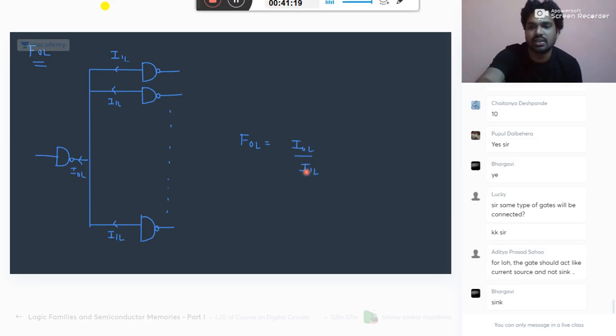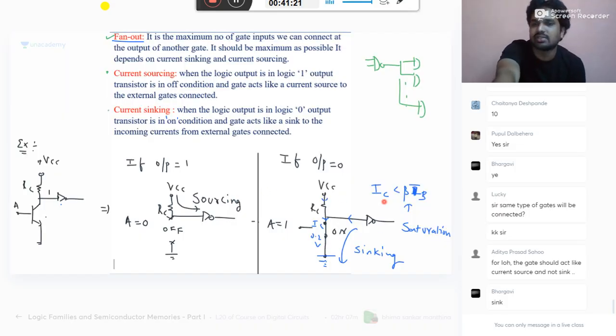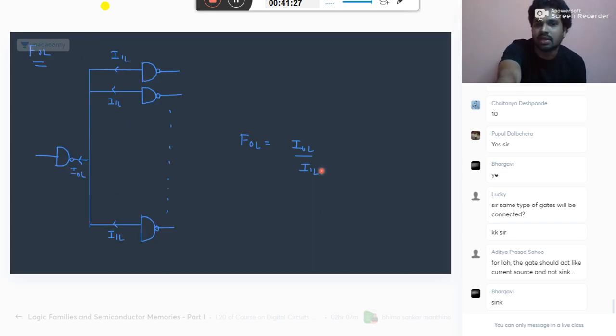Here also there is a limitation. IC should be less than beta IB. All the sinking current should not reach beta IB. It should be less than beta IB. We should manage the number of gates such that the current stays less than beta IB. Now, what is fan out?